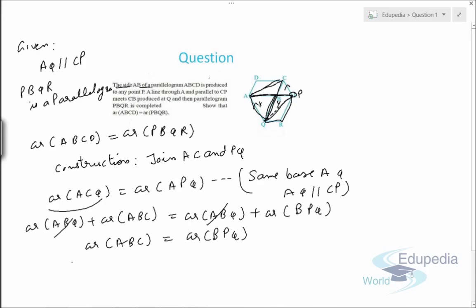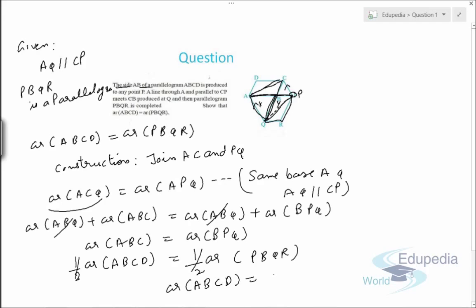Now area of ABC, if you can see, is half the area of parallelogram ABCD, right? As we know according to the theorem. So it can be written as half the area of parallelogram ABCD, and area of BPQ can be written as half the area of PBQR, right? So this and this get cancelled. So what we get is area of ABCD is equal to area of PBQR. So this is how we can prove these types of questions.